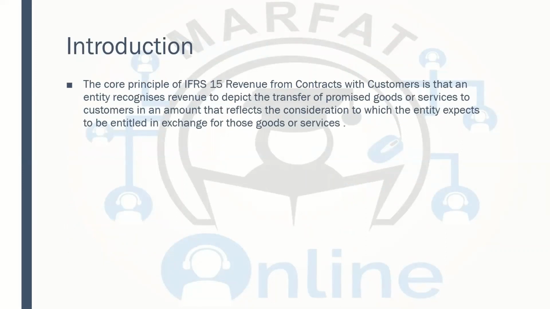Now, we are going to deal with IFRS 15, which is revenue from contracts with customers. So this is a new standard. When I say new, it means it has replaced two previous standards. There was IAS 11, which was construction contracts, and IAS 18, which was revenue recognition.